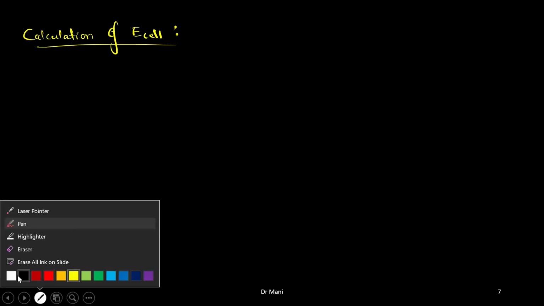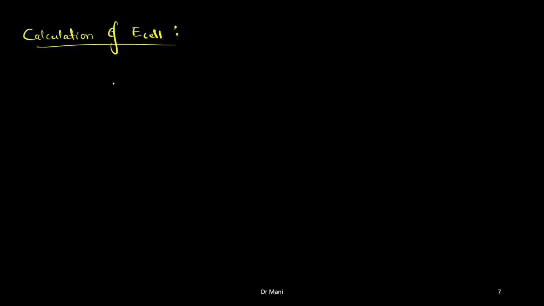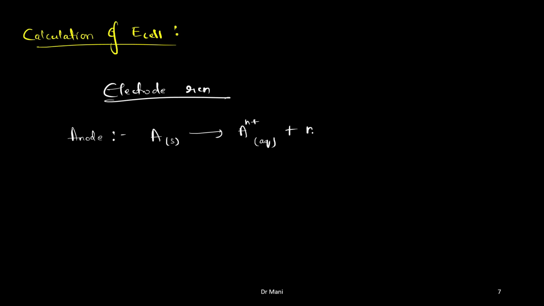So next one, calculation of E cell. So let's write down the electrode reaction first. At anode, we know the reaction will happen somewhat like this. A in solid state will convert into A n+, which is aqueous, plus n e minus.